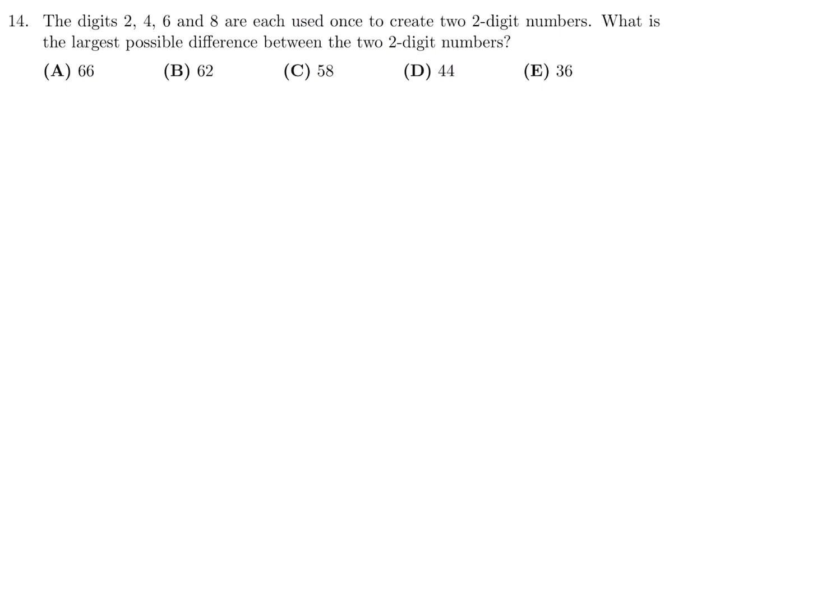The digits 2, 4, 6, 8 are each used once to create two two-digit numbers. What is the largest possible difference between the two-digit numbers? So we have 2, 4, 6, and 8. The largest number I can make is 86 with these two. The smallest number I can make with the remaining two is 24. And if I take the difference, I subtract them, I get 62. And that is the largest possible difference I can make with those numbers. So number 14, the answer is B.